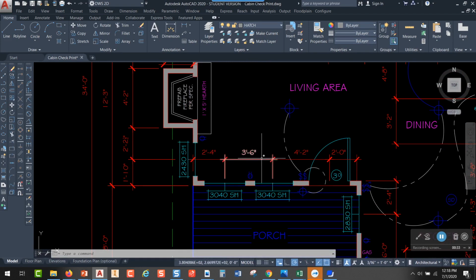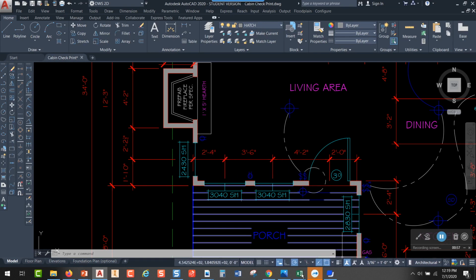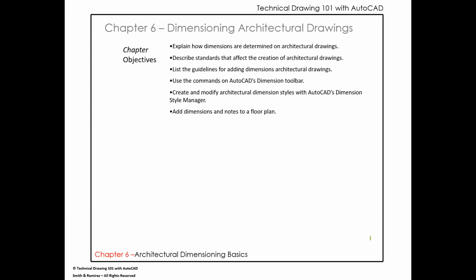The dimensions we're seeing right here across this interior are locating the centers of these windows. And so there's a window here. It's 3 feet wide by 4 feet tall, and it's located 2 feet 4 from its center from the outside edge of the frame of this building. And then from the center of this window to the center of this window, we have 3 feet 6. All right, so I'm going to get into this a little bit now.